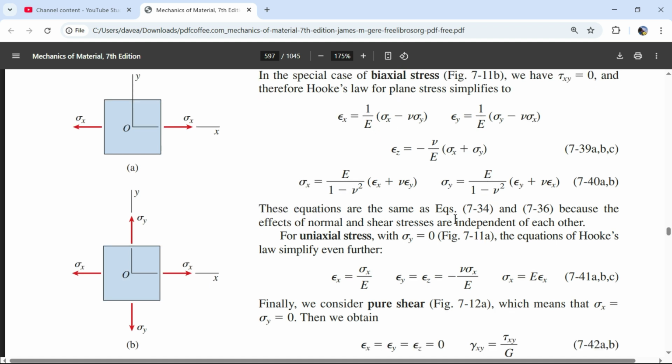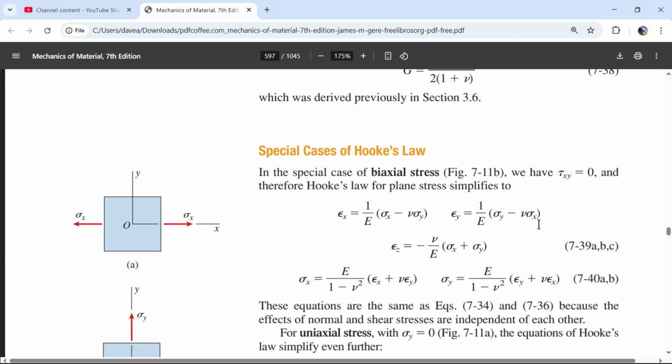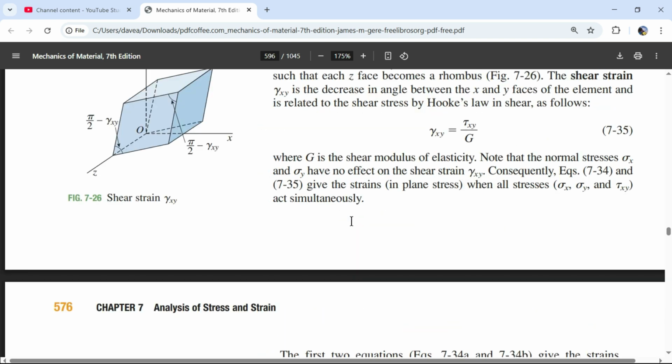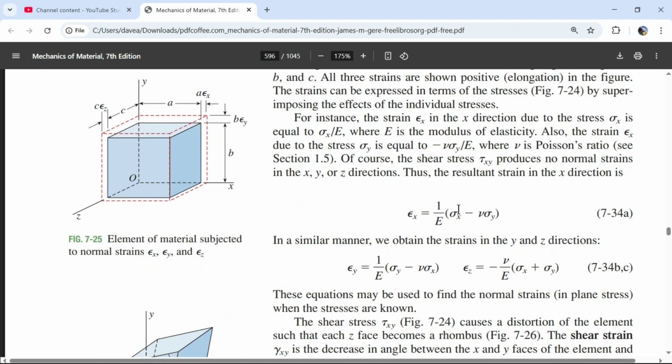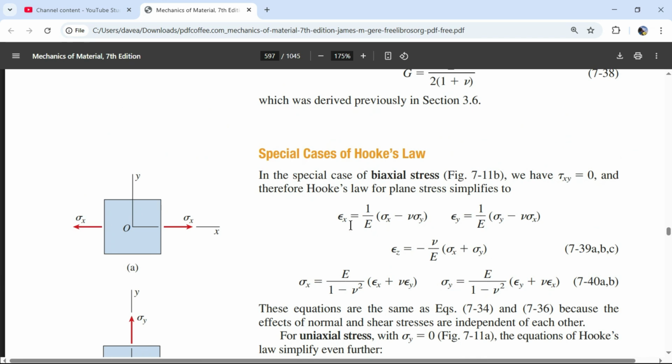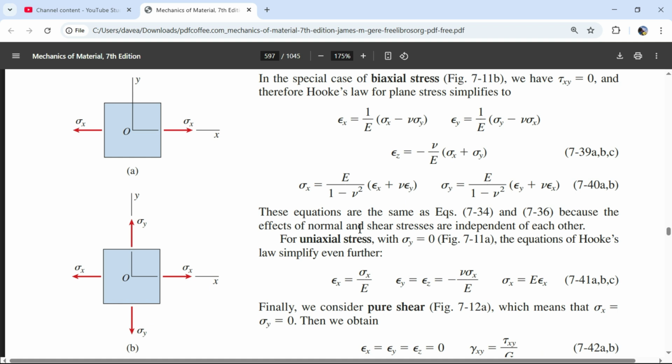Okay, so these equations are the same because the effects of normal and shear stresses are independent of each other. Okay, so it already rearranged them. How is this any different than the ones they just did? Oh, I see. No, I do not see. So we have strain in the x. That's the same, right? Yeah, these are unchanged. Hell yeah. So these equations are the same because the effects of normal and shear stresses are independent of each other. I don't get this sentence and then just re-putting up these equations.